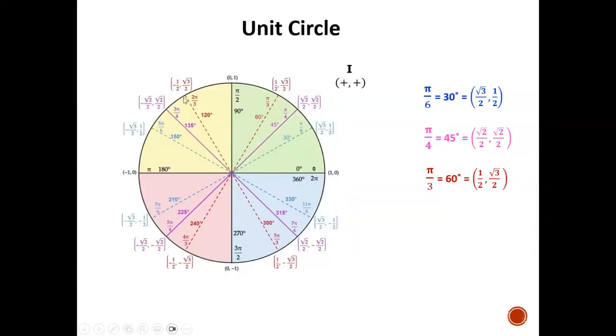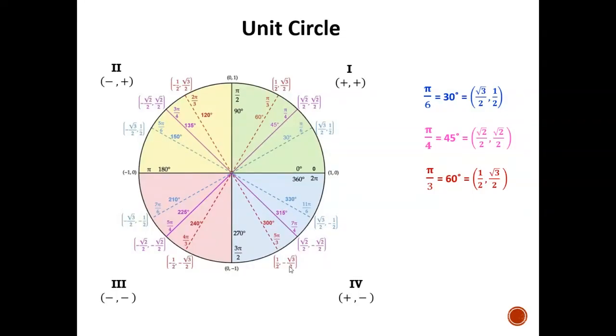These values are going to repeat throughout the unit circle in different quadrants for corresponding angles. However, the signs change. So notice in quadrant 2, we have the same values except the first coordinate on all of these is negative and the second coordinate is positive. In quadrant 3, you'll see some of the same repeating values for corresponding angles. However, both of the coordinate values on the point are negative. And then in quadrant 4, the first coordinate is positive on all of them, and the second one is negative.